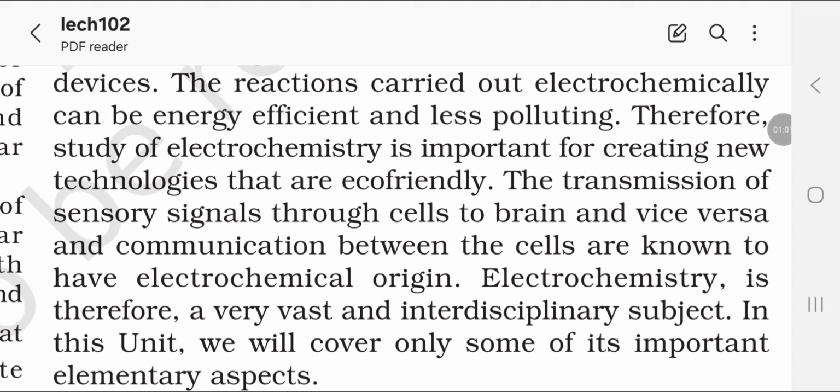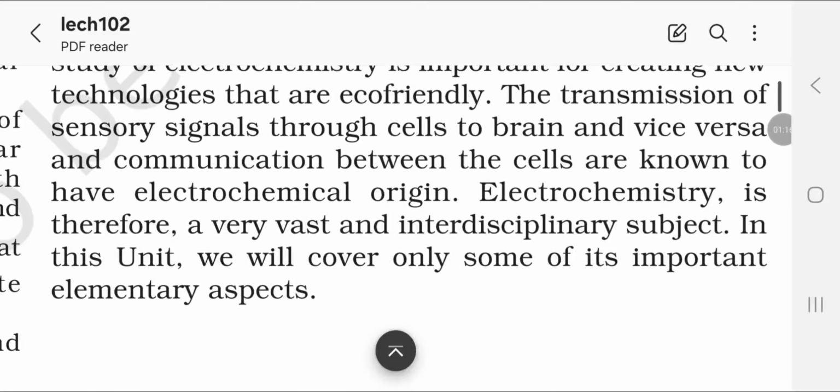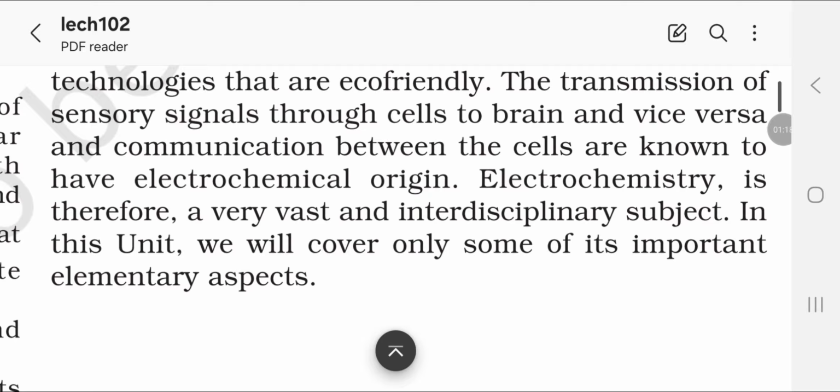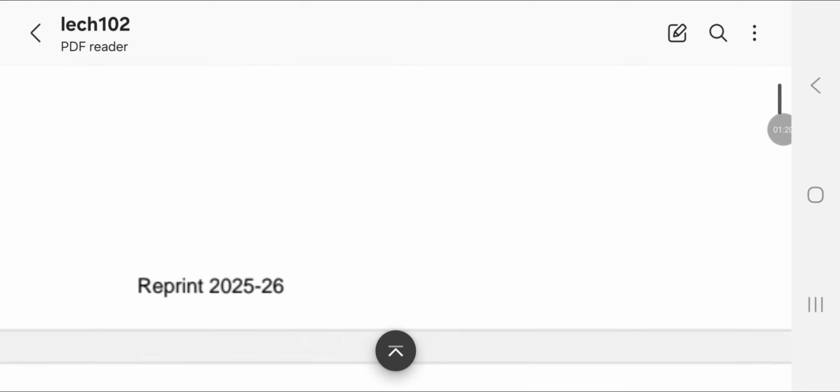The transmission of sensory signals through cells to brain and vice versa and communication between the cells are known to have electrochemical origin. Electrochemistry is therefore a very vast and interdisciplinary subject. In this unit, we will cover only some of its important elementary aspects.